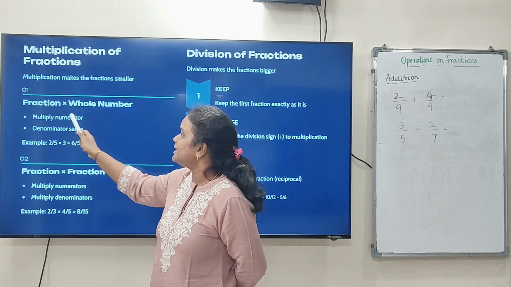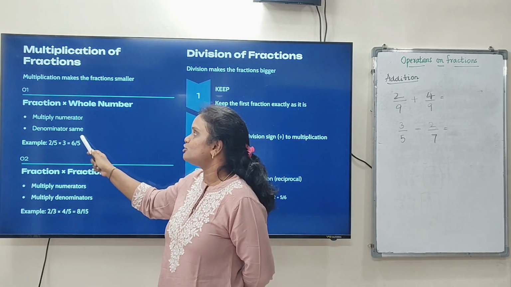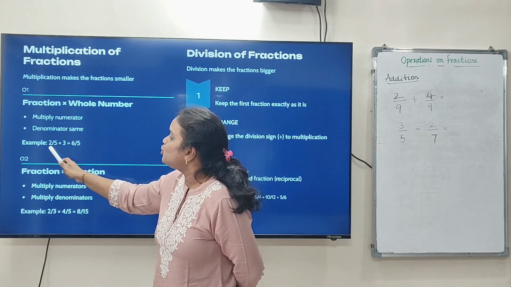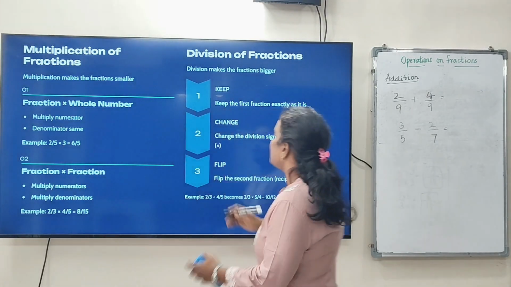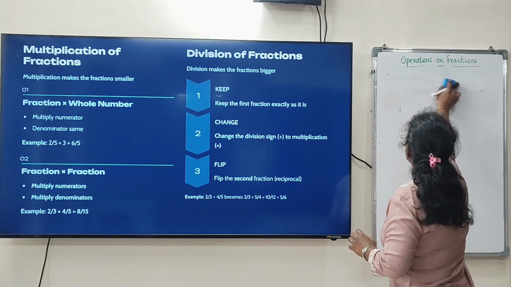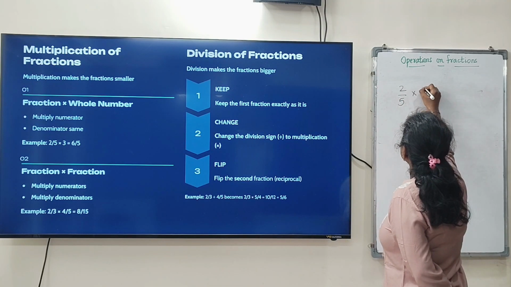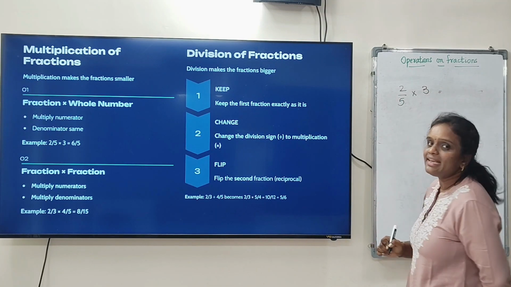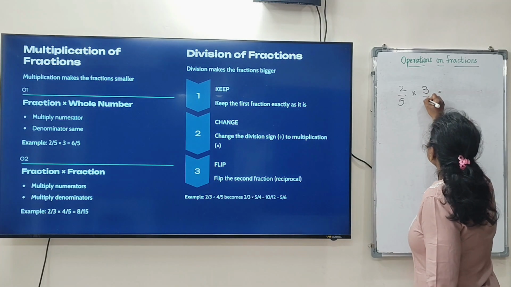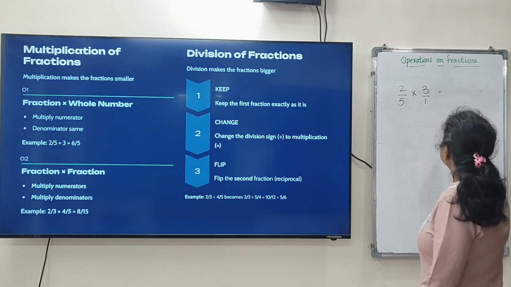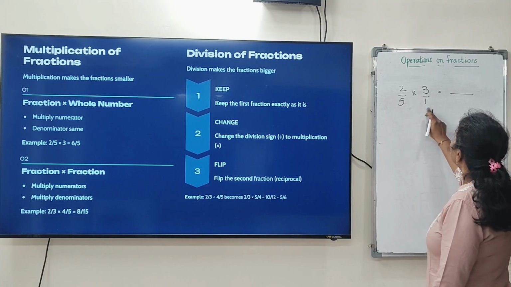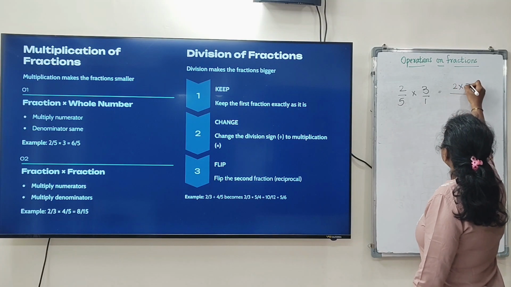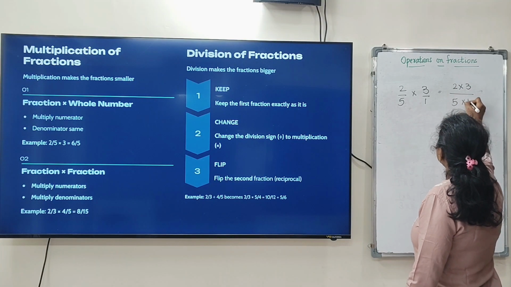Simple. Multiply the numerator, denominators also same. See, 2 by 5 into 3. Now, I'll explain here. 2 by 5 into 3. So I can write 3 as 3 by 1. Simple. Multiply the numerator with numerator and multiply the denominator with denominator. 2 into 3, 5 into 1.